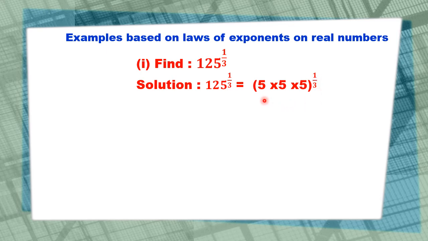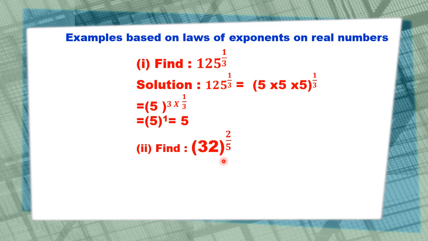Now can you guess how we can write this 5 times 5 times 5 in a power form, in an exponent form? Guess, please guess. Yes, you are right. It is 5 cubed. 5 cubed raised to 1/3. 1/3 was already there in the power. The base is 5. 3 and 3 will get eliminated in numerator and denominator. We will be left with 1. 5 power 1 is 5.